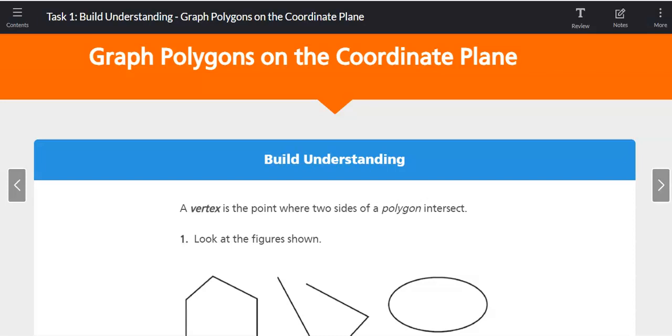Hey, this is 11.2, Build Understanding. This lesson is titled Graph Polygons on the Coordinate Plane. So before we get going, we need to learn what a vertex is. A vertex is the point where two sides of a polygon intersect.